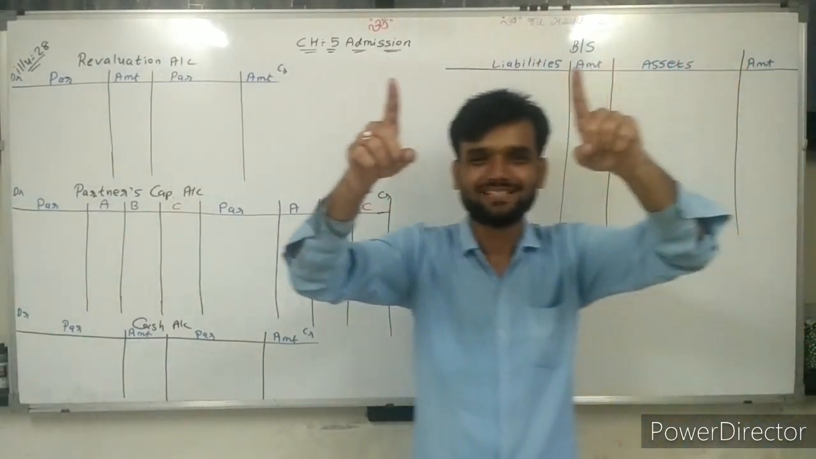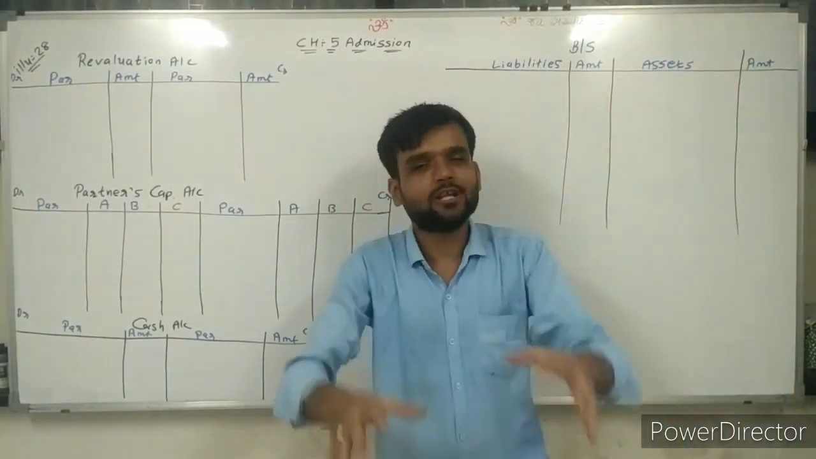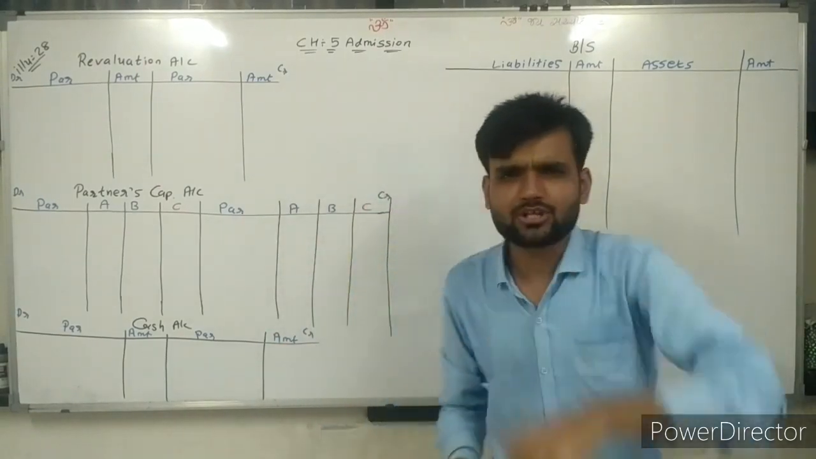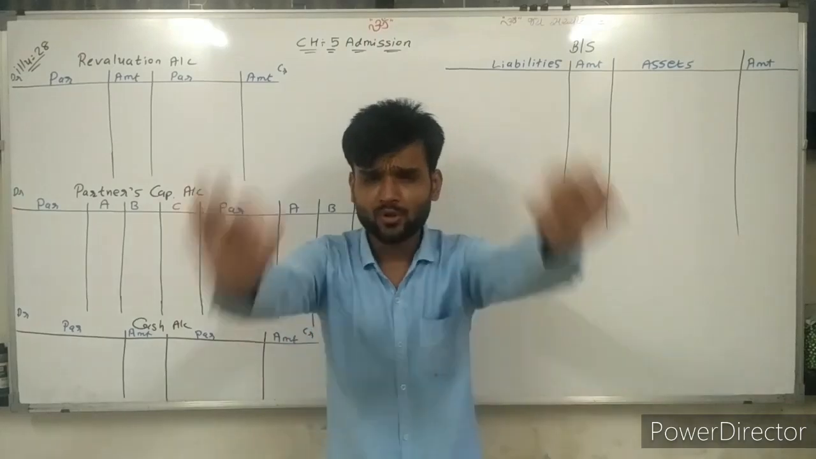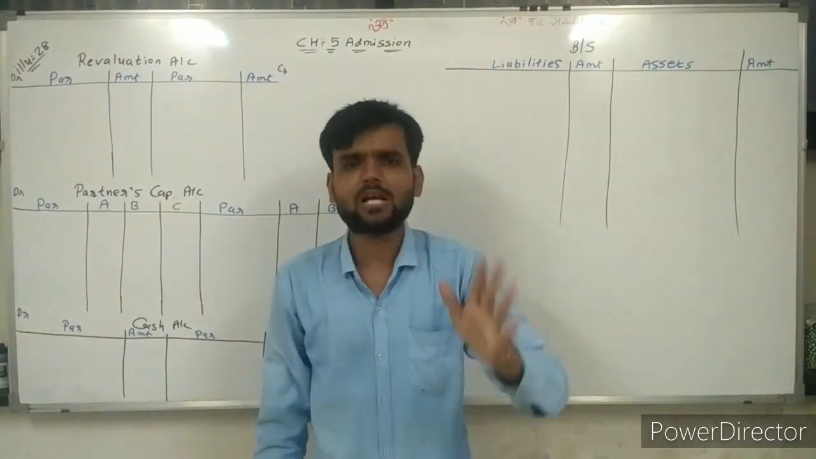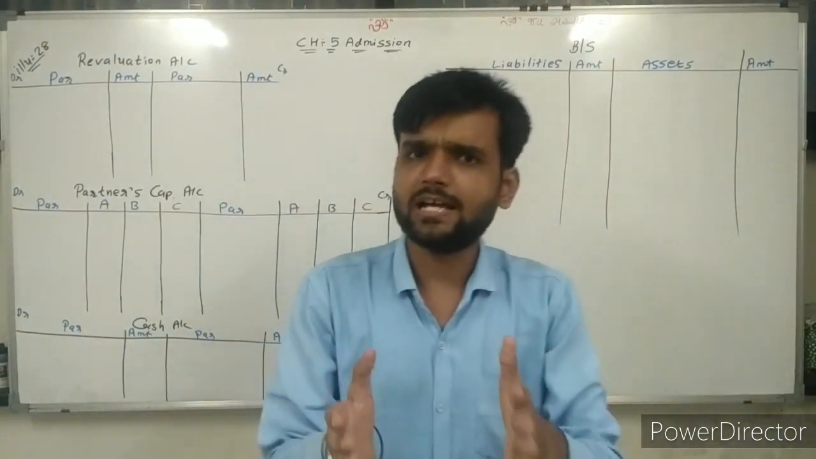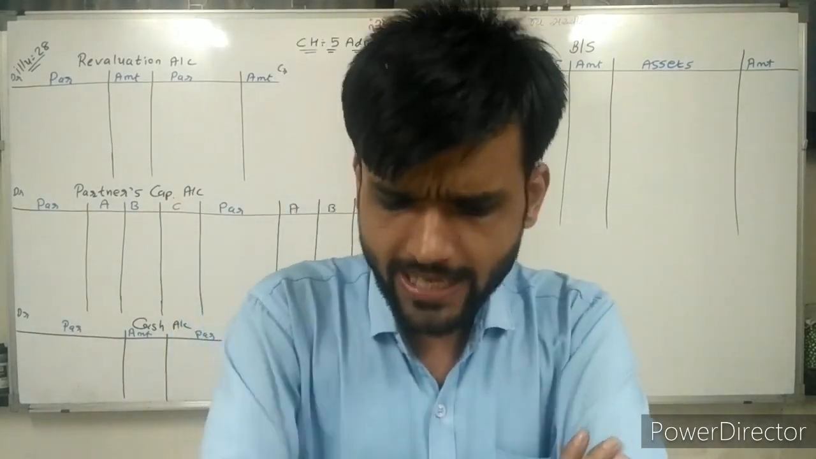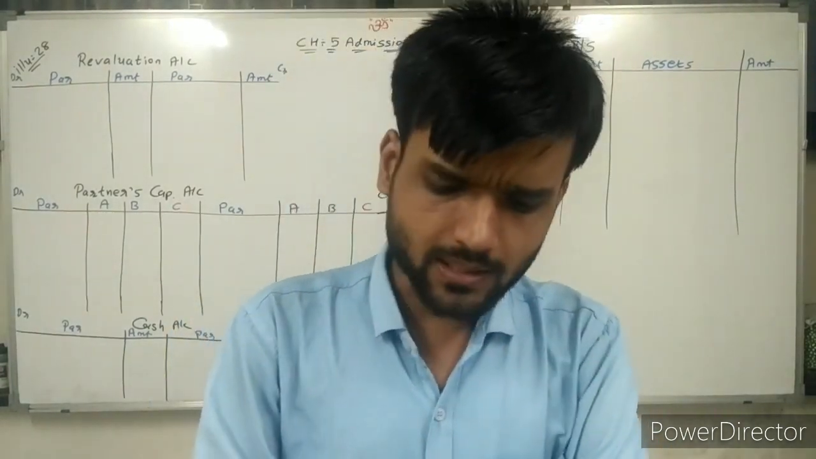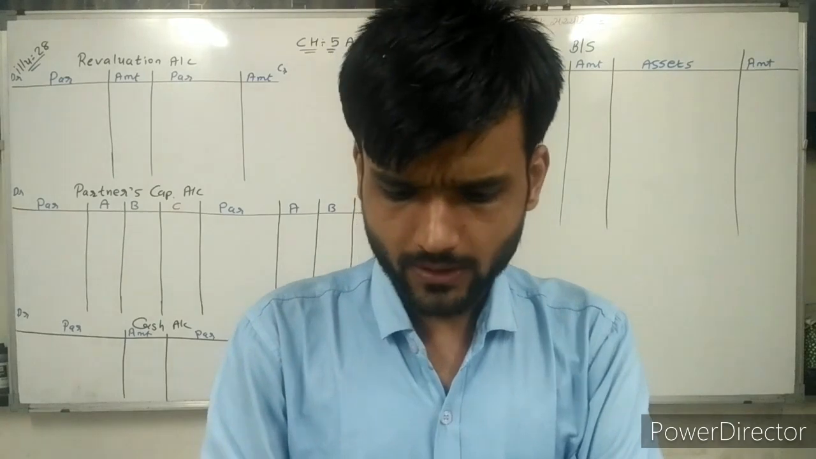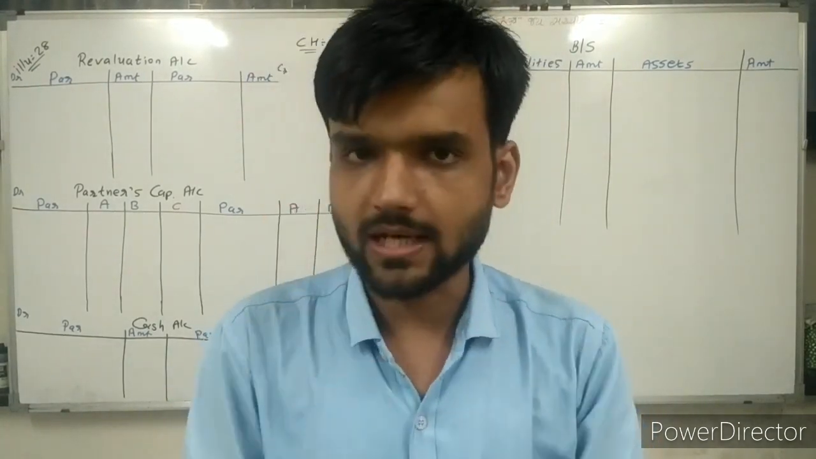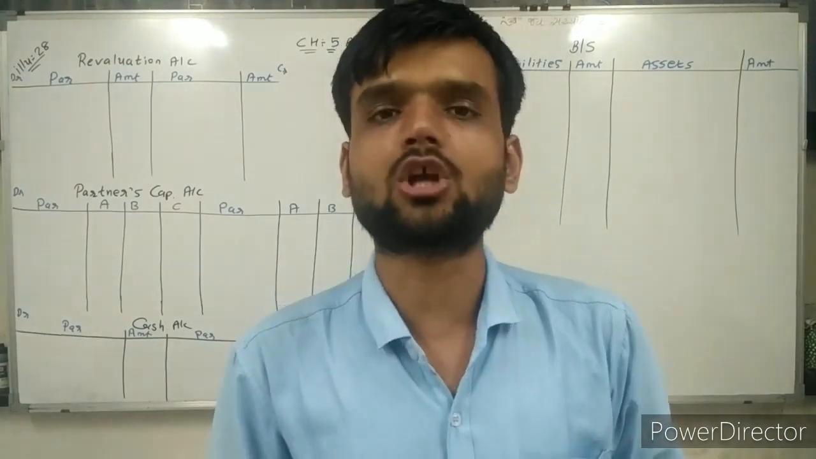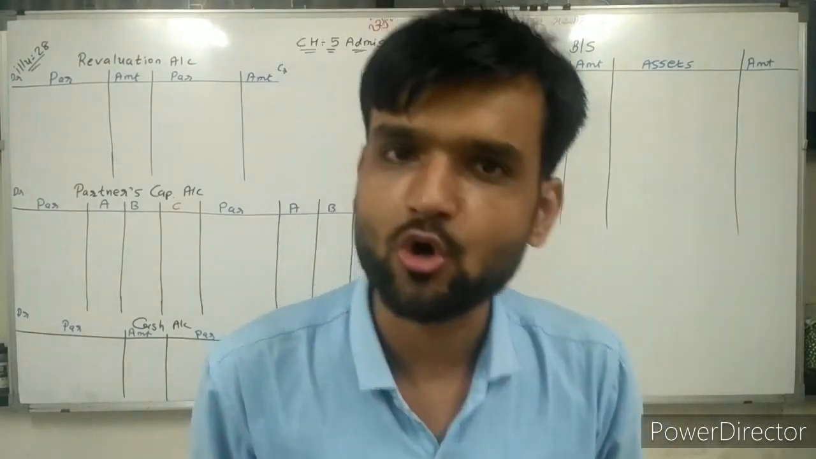Hello students. Today we are doing a different sum of admission. Illustration number 28. Without wasting time, we are doing the sum. First of all, I am reading the sum. A and B are partners sharing profit in the ratio of 2 and 1. So, two partners are there, A and B, and their profit and loss sharing ratio is given as 2:1.